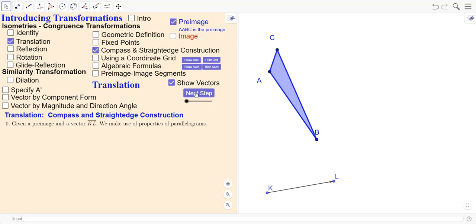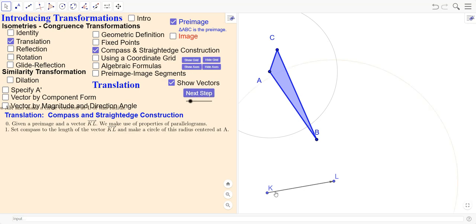Okay, so the next step is you figure out how long this is. Use your compass. Let's say put the pointy end at the beginning and the drawing end at this. Measure that, and then draw a circle centered at A here. So we want the image A prime to be this distance away from A, so it has to be on this circle.